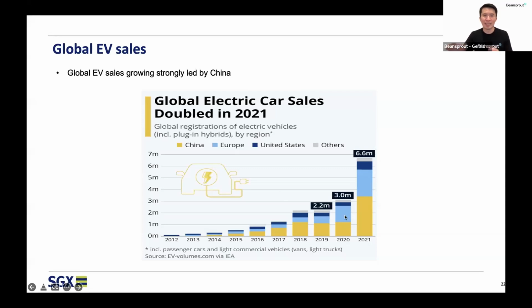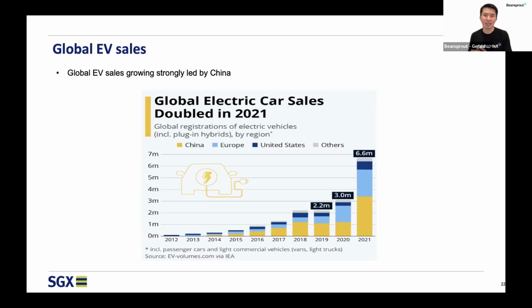In 2020, despite all of COVID, lockdowns, concerns about consumers not having the money to spend, we still saw more EVs being registered, increasing to 3 million. Okay, so this was despite the many challenges that we saw happening globally in 2020.